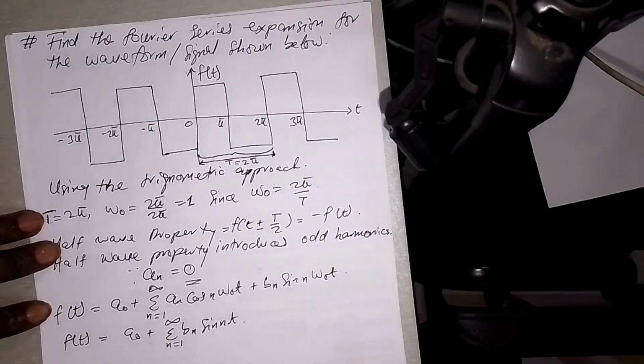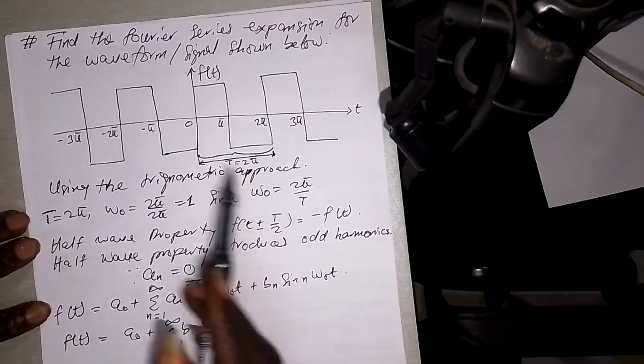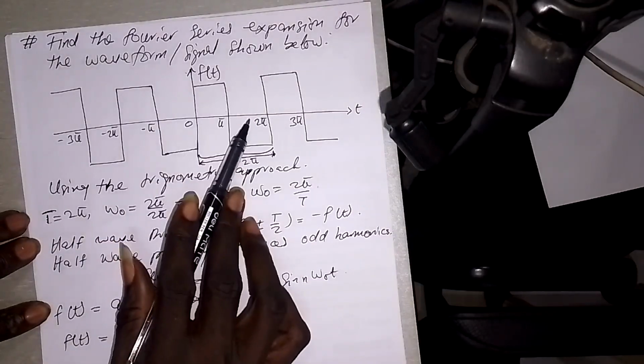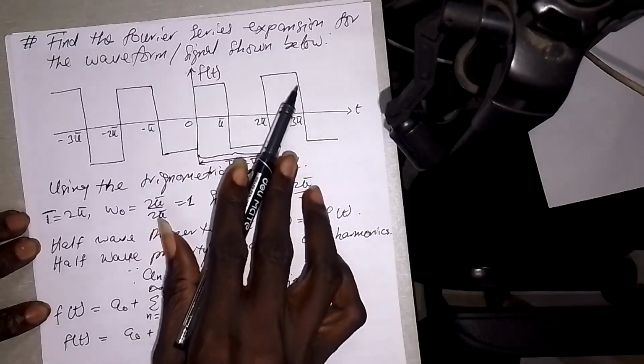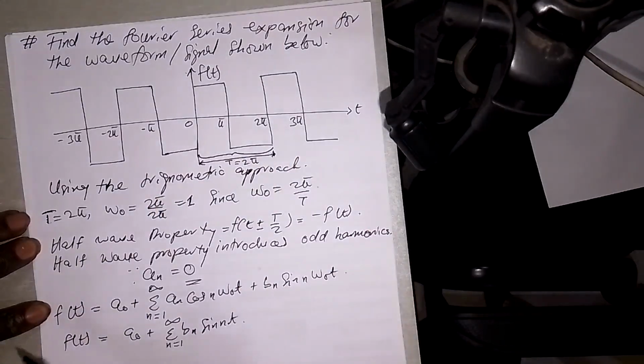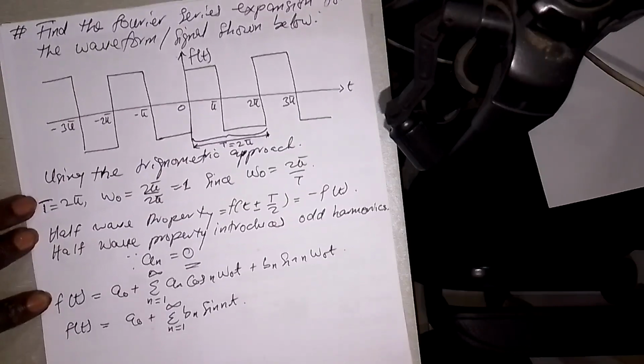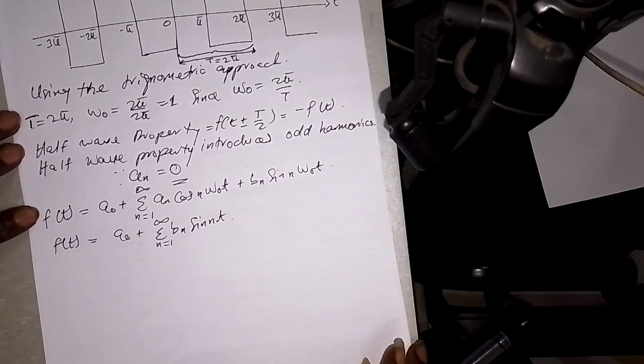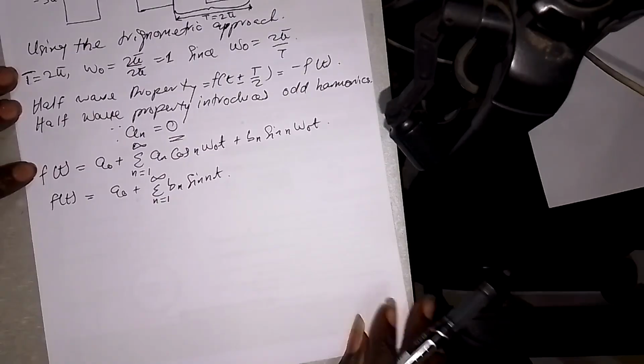Actually, in this particular signal, if you watch, you see that this positive half is equal to this negative half. This negative half is equal to this positive half. So basically, a naught will be 0. But let me prove to you why a naught is 0. Because if I just say it, you might not believe me, or you might not understand me.